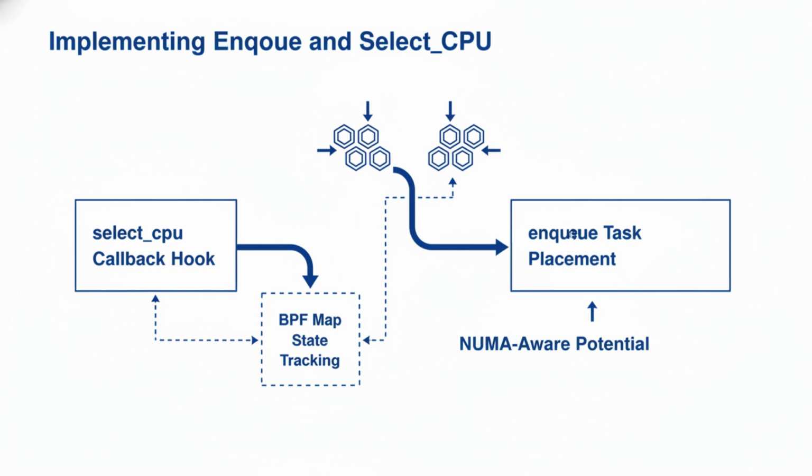In SCX-Simple, the enqueue and select CPU callbacks are where the magic happens. When a task is ready, the select CPU hook is called first. In SCX-Simple, this usually returns a suggested CPU based on the task's previous location, but the scheduler can overwrite this. Then, the enqueue hook places the task into the dispatch queue. One of the powerful features of SCHED-Ext is the ability to use BPF maps to track state. Even in a simple scheduler like SCX-Simple, we can use these maps to store task metadata or timing information.